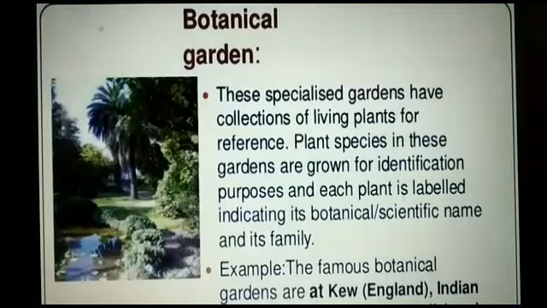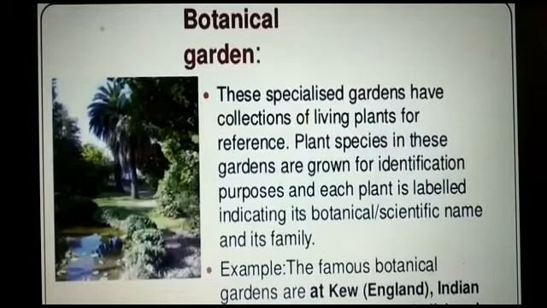Okay. The next one is botanical garden. These specialized gardens have a collection of living plants for reference. And in this botanical garden, plant species are grown for identification purposes, and each plant is labeled indicating its botanical and scientific name and its family. So that anyone can easily identify and classify it into particular taxonomical categories.